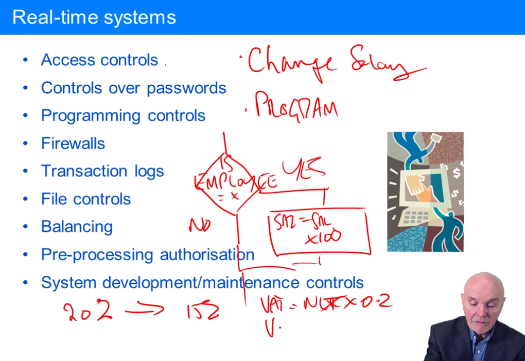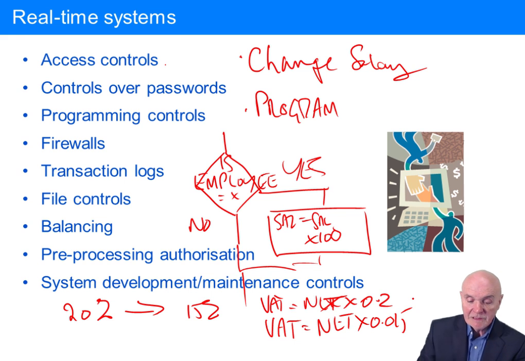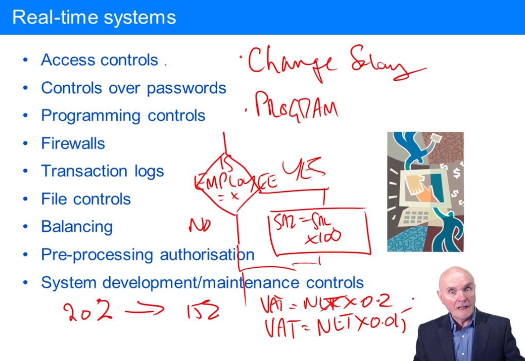But by error, the programmer puts in for the new one, VAT equals net times 0.015. So essentially charging a 1.5% rate of VAT rather than the 15% rate. And all the invoices are now going to go out incorrectly. They're not going to add enough VAT, but the government will insist that it gets its 15% on the sales. This innocent error of getting the decimal place in the wrong place could ruin the company.